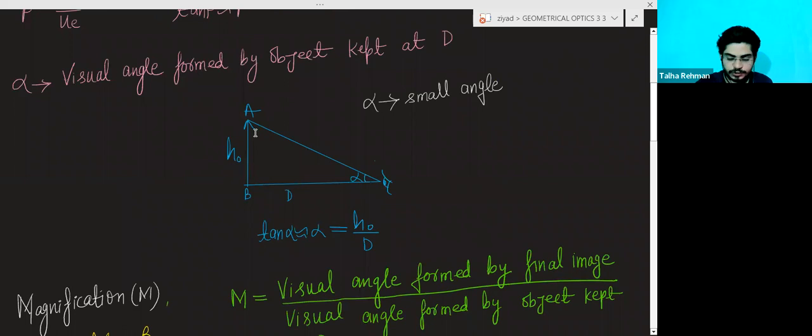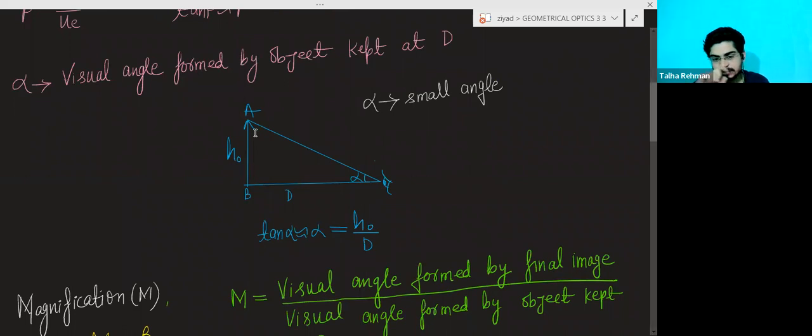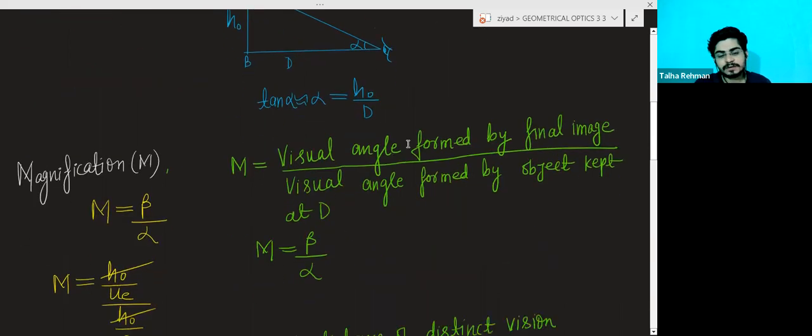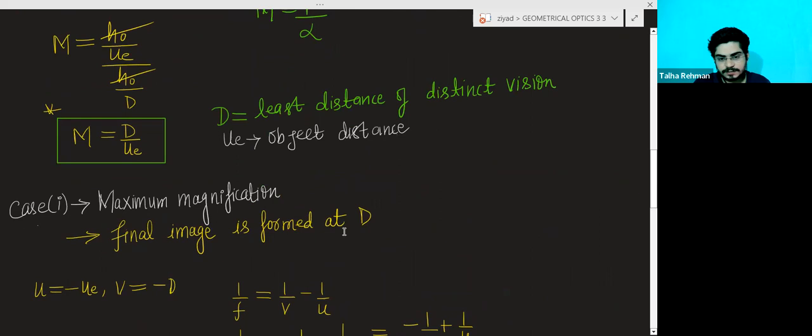After that, there will be two quick cases for the magnification. The first case is when the magnification of the simple microscope will be maximum. In that case, the image will always form at a distance of capital D. The final image is formed at D for the case of maximum magnification.